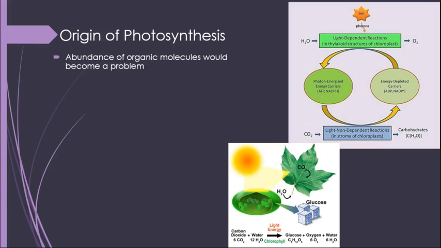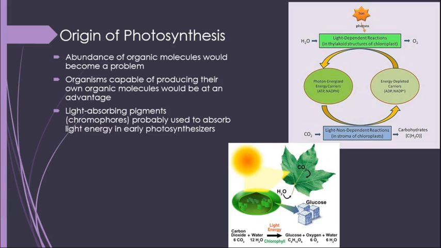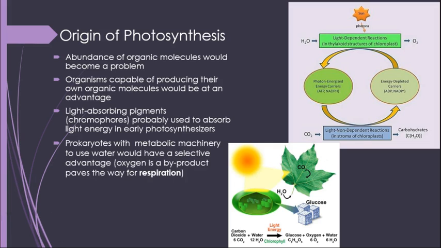Photosynthesis, kind of the same way. Abundance of organic molecules is going to become a problem. Organisms that are capable of making their own organic molecules would have the advantage. They would be selected for. Light-absorbing pigments, called chromophores, would be used to absorb light energy in early photosynthesizers. That's going to develop into chloroplasts. And prokaryotes with the machinery to use water would have a selective advantage.